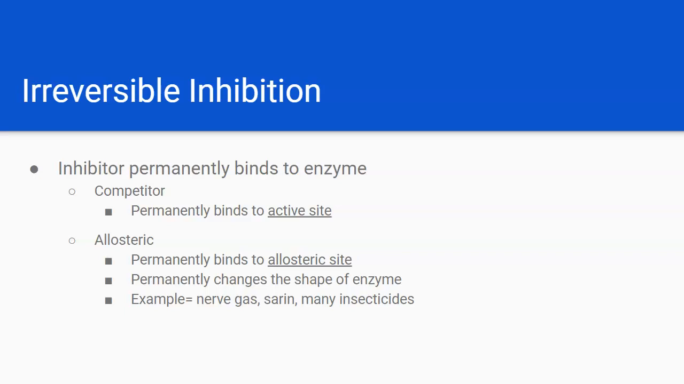If one binds permanently to the allosteric site, it will cause a permanent shape change in the enzyme, and then it can't work anymore. This is a huge deal because if it's a necessary enzyme, then it can pretty much cause death. Examples include nerve gas, sarin, and many insecticides. They irreversibly bind to a particular enzyme, and then that enzyme can no longer function.